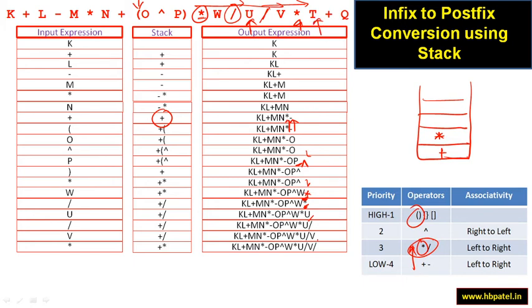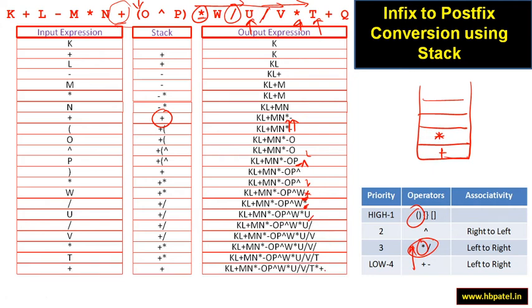T is just an operand, so it will be pushed over here. Then comes plus. Can I add plus over here? No. Why? Because plus has lower priority than this multiplication as well as this plus, because this plus has higher priority, since if you go from left to right it comes first. So this star and plus both are popped and removed. Then I'm going to add this plus over here.